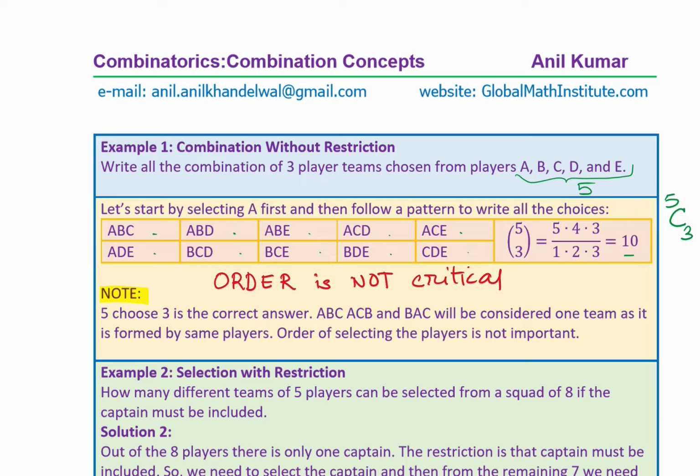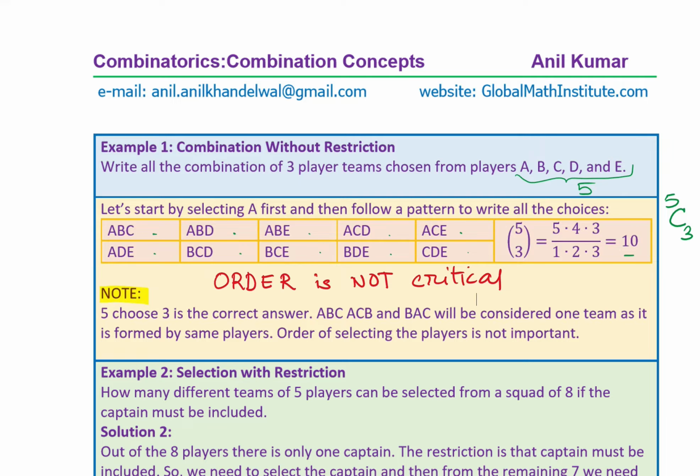Correct? Now, based on this, here is a practice question for you. Selection with a restriction this time. How many different teams of 5 players can be selected from a squad of 8 if the captain must be included? So what we have done is given a slight twist to this question. Still we have to select a team of 5 players, and we have a squad of 8 in which there is one captain, right, and 7 other players. But when you select the team, you have to select the captain. So one person is fixed. And tell me, how will you solve this particular question?